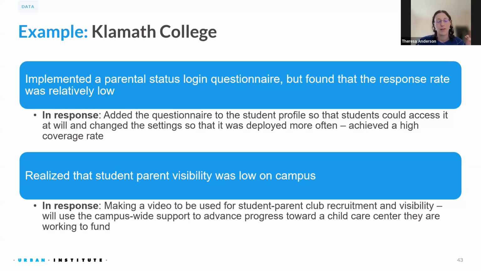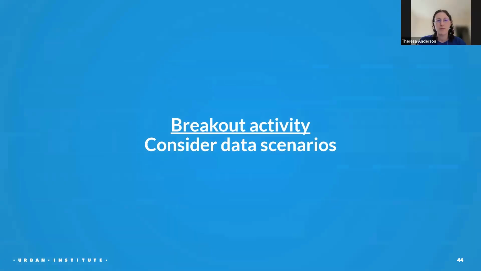And the whole time they've been working on a capital campaign to build a childcare center on campus that serves not only their institution, but also the broader rural community in which they're situated, so that they can increase childcare options for parents inside and outside the college. So those are some examples of where data can be really helpful.